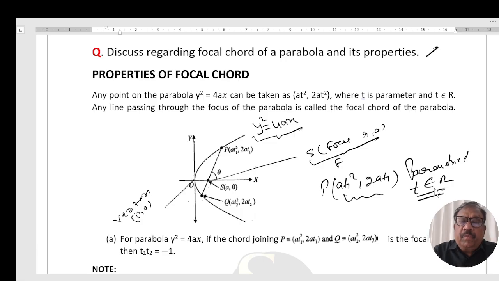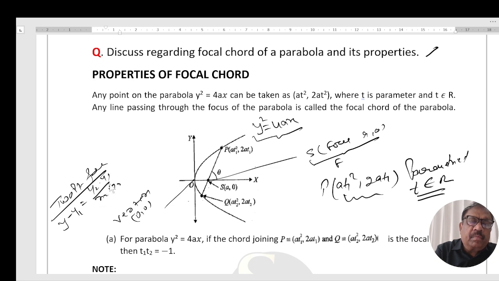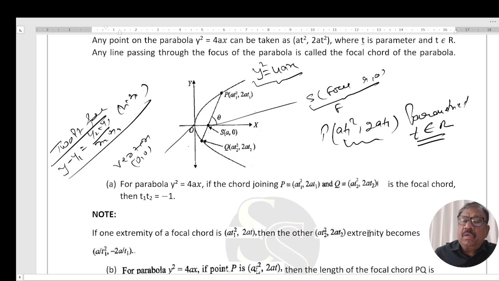If we find the equation of line PQ by applying the two-point form, that is y minus y1 equal to (y2 minus y1) upon (x2 minus x1) times (x minus x1), and since it is a focal chord, it will pass through the point (a, 0). On simplification, we get t1 into t2 equal to minus 1.